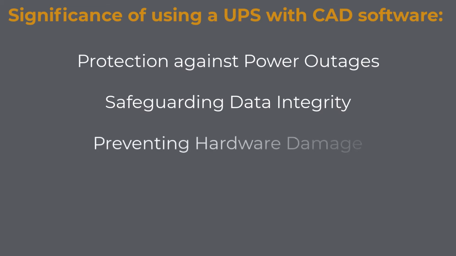Preventing hardware damage. Power fluctuations, voltage spikes, and electrical surges pose a significant risk to your computer hardware. These events can damage sensitive components such as the CPU, GPU, and storage devices, leading to costly repairs or replacements. A UPS acts as a buffer, regulating the flow of electricity and protecting your hardware from potential damage.